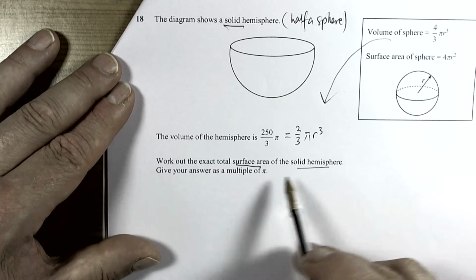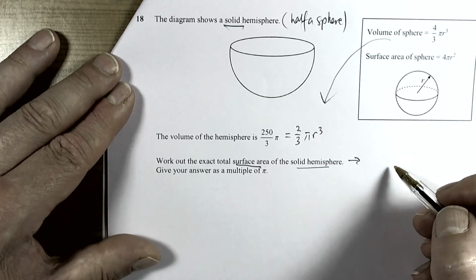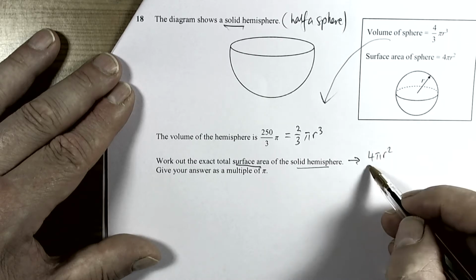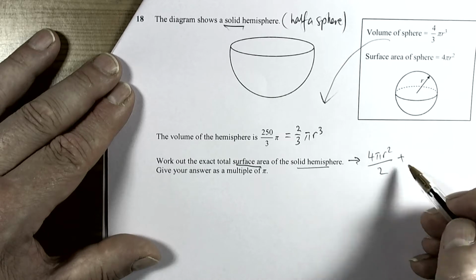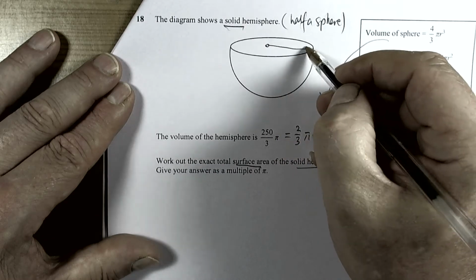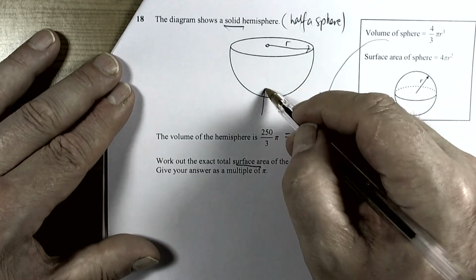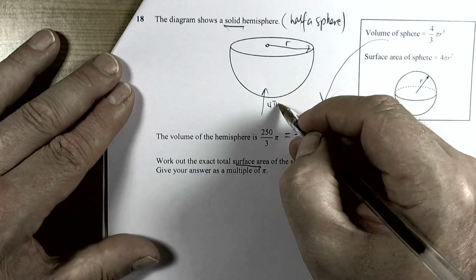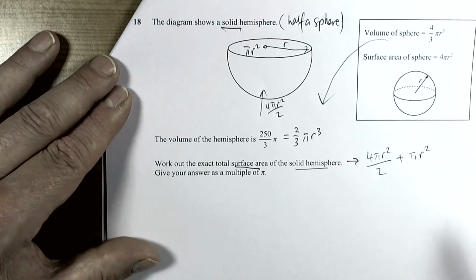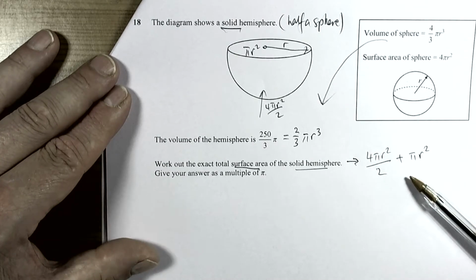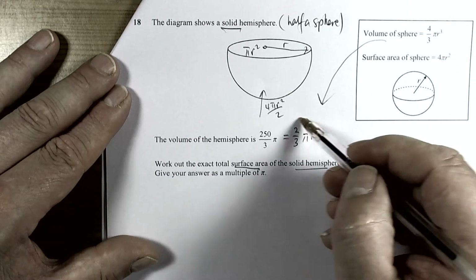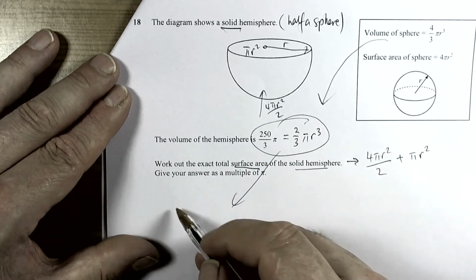Work out the exact total surface area of the solid hemisphere. So this is telling us that we would need 4 pi r squared for the total sphere, halved, plus pi r squared for the circle. So this is going to be 4 pi r squared over 2, and this is going to be pi r squared. So the missing thing here is, what's the value of r? Well, solve this, we can find r.